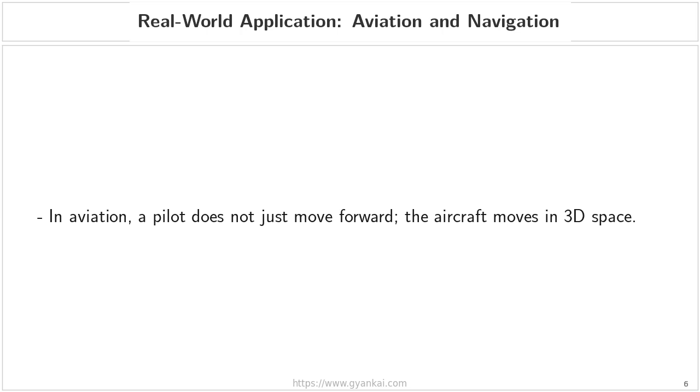Real-world application: aviation and navigation. Now that we have mastered the mathematical definitions and the relationship between direction ratios and direction cosines, let's step out of the textbook and see how this actually works in the real world. Think about aviation. When a pilot is flying an aircraft, they aren't just moving in a straight line on a flat map. The plane is moving through three-dimensional space. It has forward momentum, but it also has lateral movement and changes in altitude.